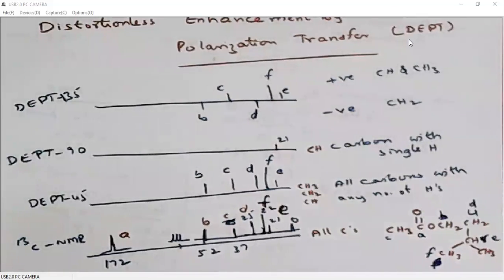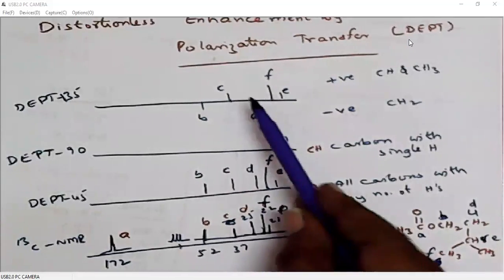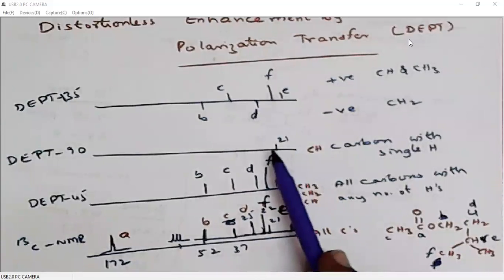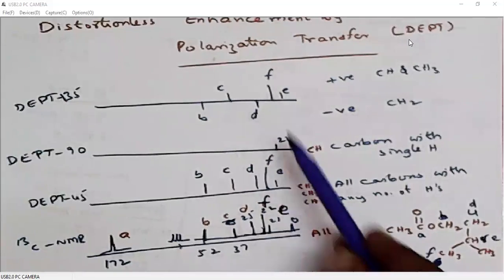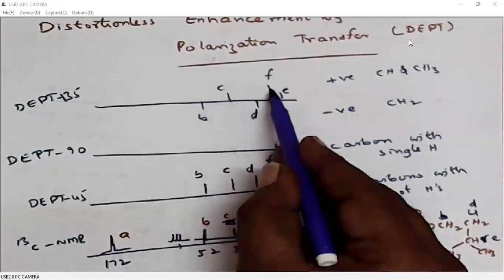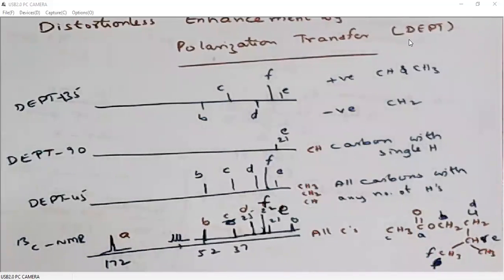So from this, when we look at DEPT 135, the negative peaks are from CH2, and positive peaks are from CH and CH3. When we look at DEPT 90, we get only CH signals. Comparing these two, we can clearly say E is CH, C and F are CH3, and B and D are CH2. So this is useful information to identify the number of protons attached to every carbon in carbon-13 NMR spectroscopy.